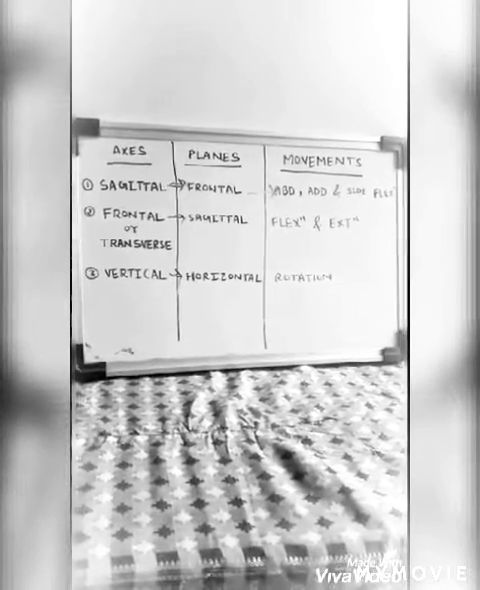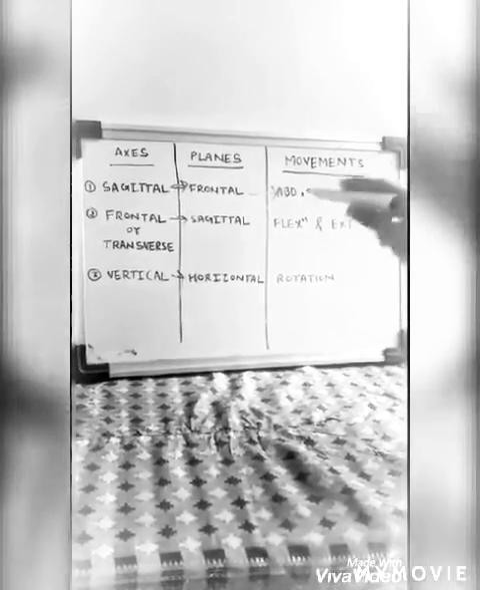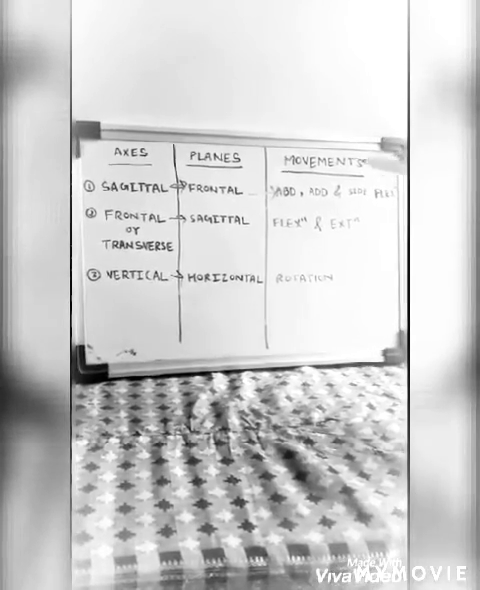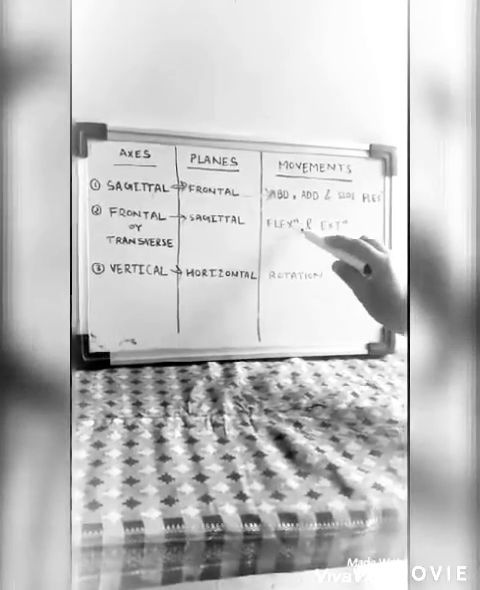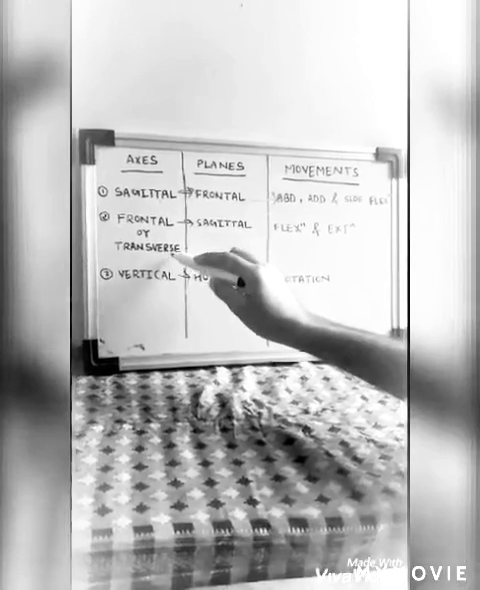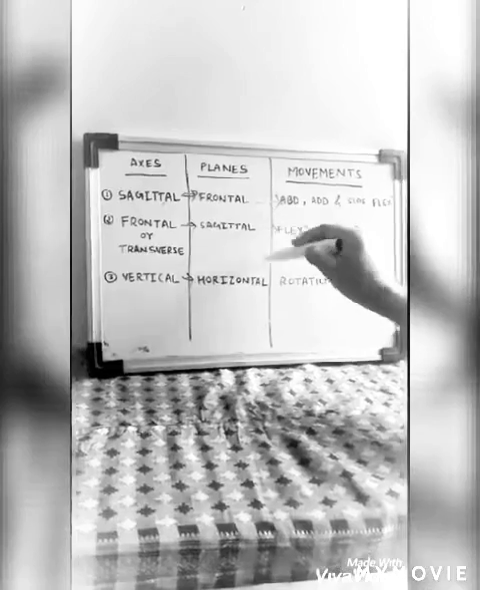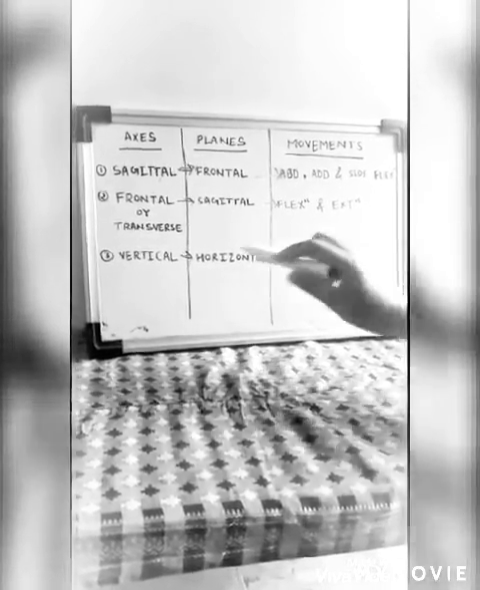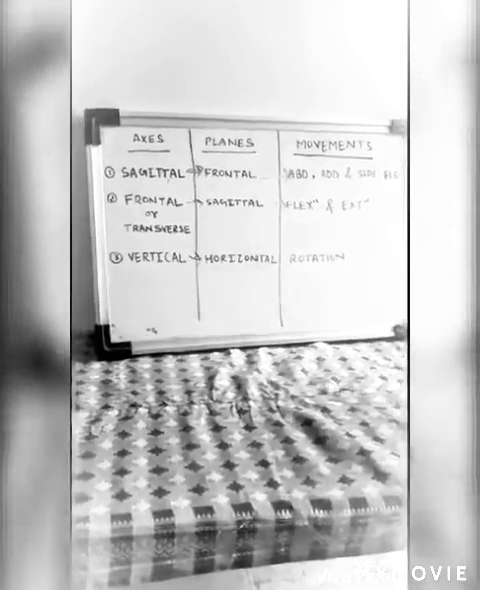Now, let's talk about the movements which occur at axis and in planes. All the abduction, adduction and side flexion of any joint will occur at sagittal axis and in frontal plane. Flexion and extension of any joint will occur at frontal or transverse axis, which is always perpendicular to sagittal plane. And lastly, the rotation of any joint will occur at vertical axis, which is always perpendicular to horizontal plane.